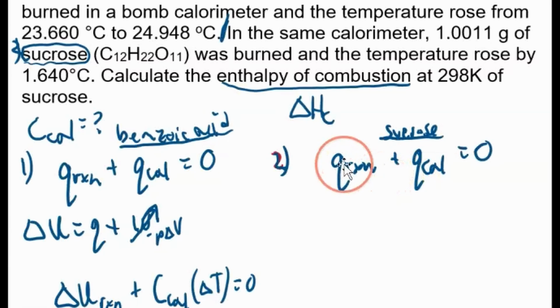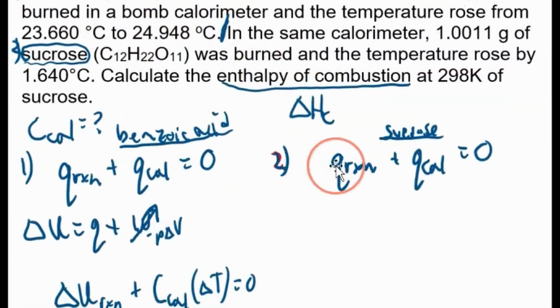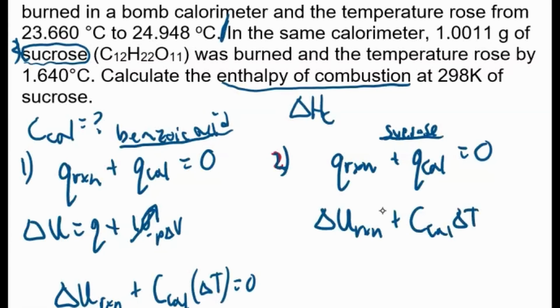Now, Q of the reaction is not the change in enthalpy. Q equals delta H only for a constant pressure or coffee cup calorimeter. In a bomb calorimeter, Q is equal to the change in internal energy. That's very, very important. You don't want to forget that, or everything's going to be wrong. So the Q of the calorimeter is Ccal times its change in temperature.